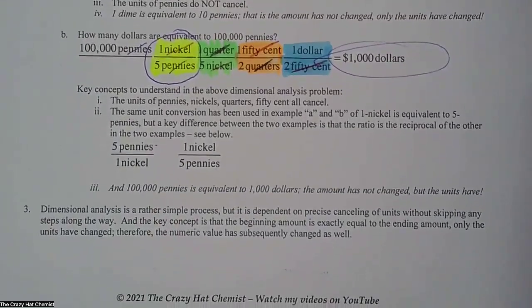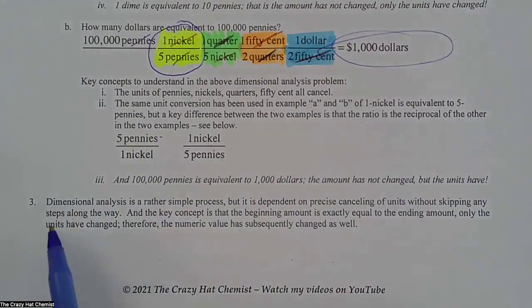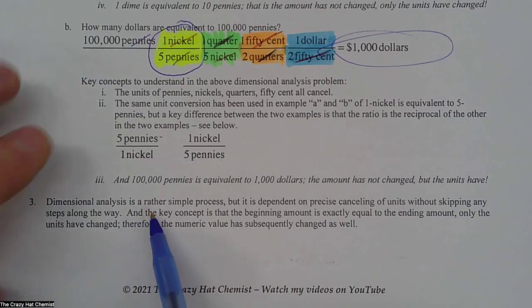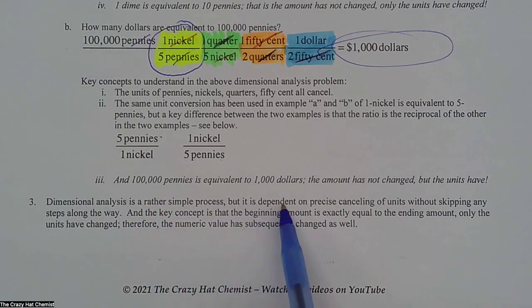Number 3: dimensional analysis is rather a simple process, but is dependent on precise canceling of units without skipping any steps along the way. And the key concept is that the beginning amount is exactly equal to the ending amount, only the units have changed, and therefore the numeric value has changed as well. Now we're going to do some examples.